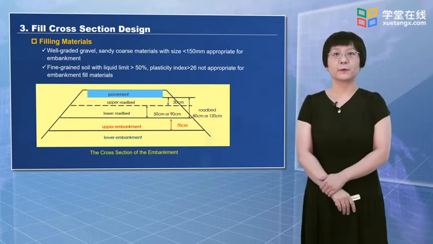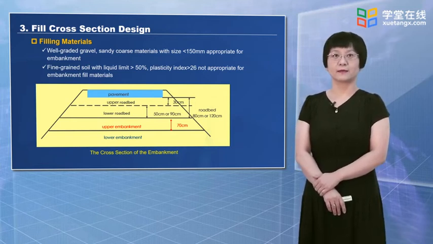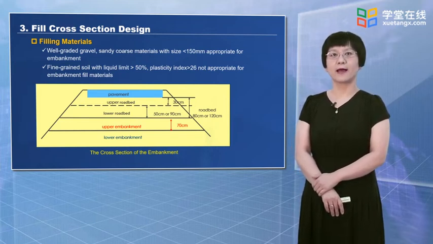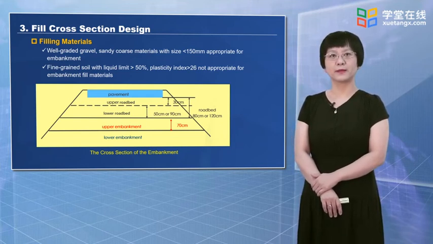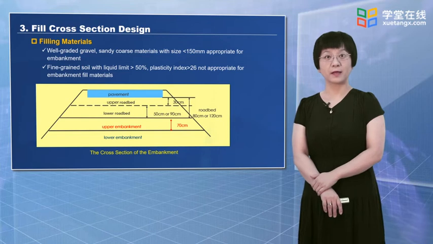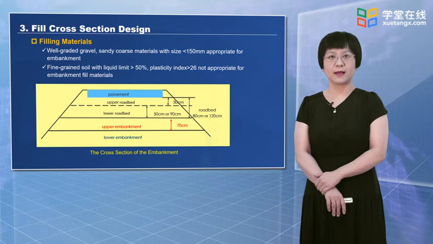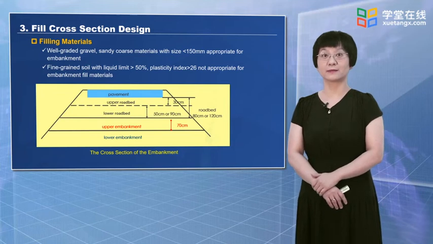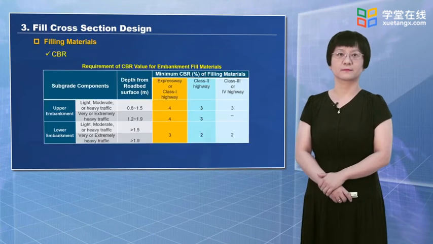There are different requirements for subgrade fill in different parts. Graded coarse soils like gravel and sand are preferred as the fill material for embankment, and the maximum grain size should be less than 150 mm. Fine-grained soil with a liquid limit higher than 50% and a plasticity index larger than 26 should not be directly used for embankment construction.